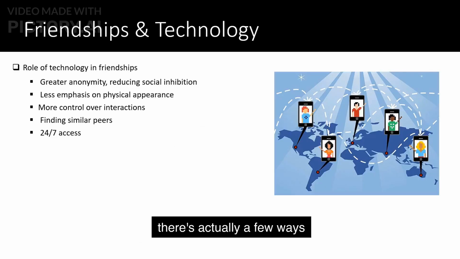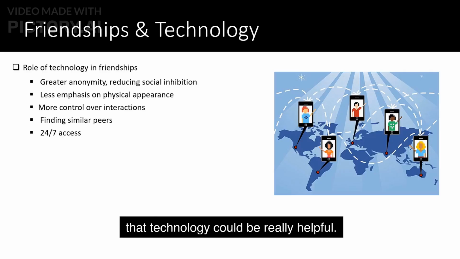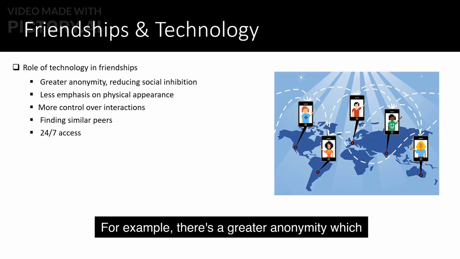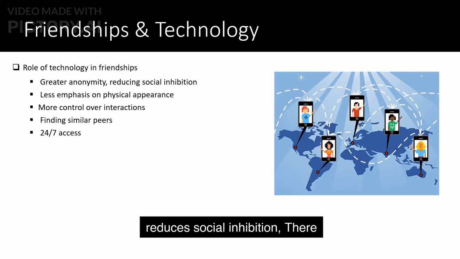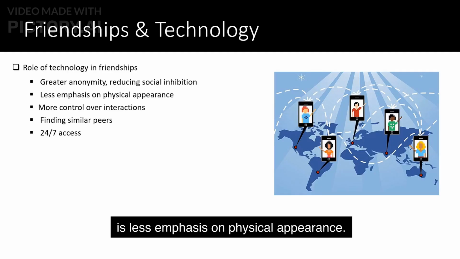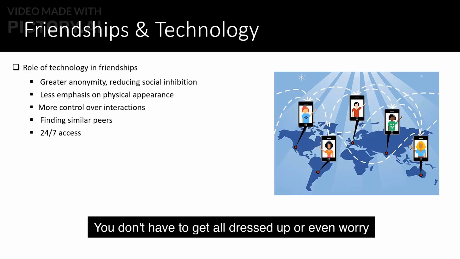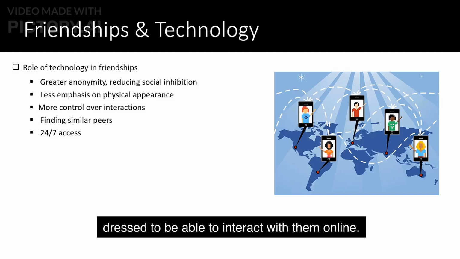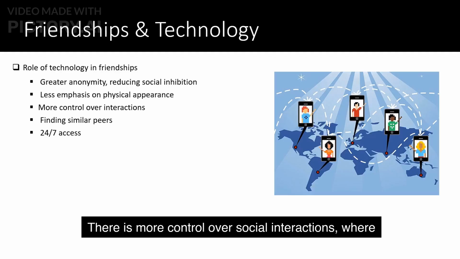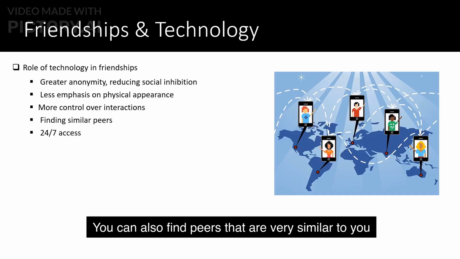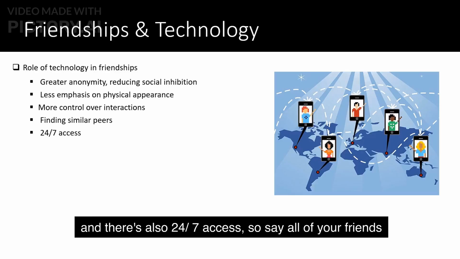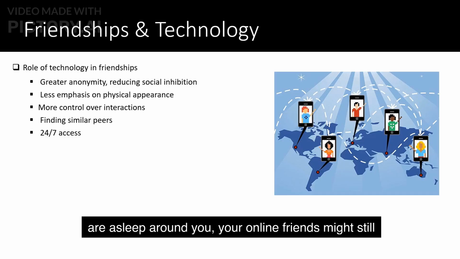Looking at the role of technology in friendships, there's actually a few ways that technology can be really helpful. For example, there's greater anonymity, which reduces social inhibition. There is less emphasis on physical appearance. You don't have to get all dressed up or even worry about how others are going to perceive how you're dressed to be able to interact with them online. There is more control over social interactions, where you can stop and think about what you want to reply before you say it. You can also find peers that are very similar to you, and there's also 24/7 access. So say all of your friends are asleep around you, your online friends might still be awake.